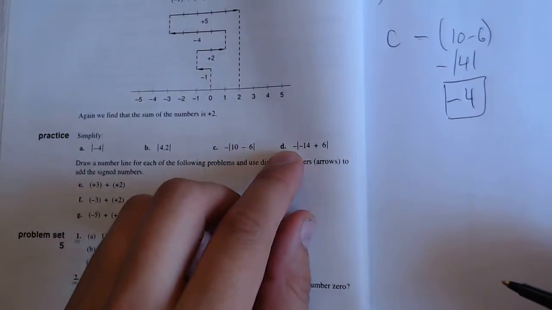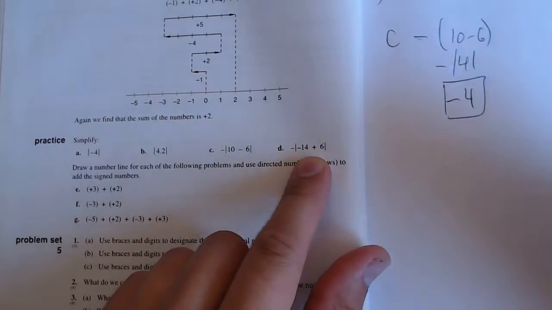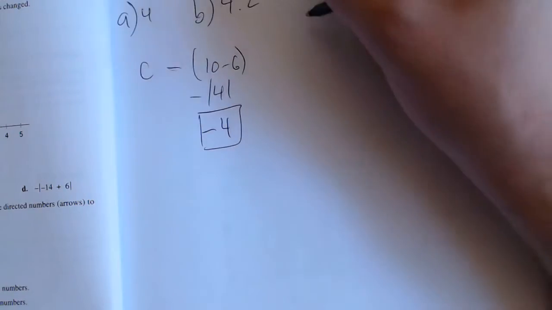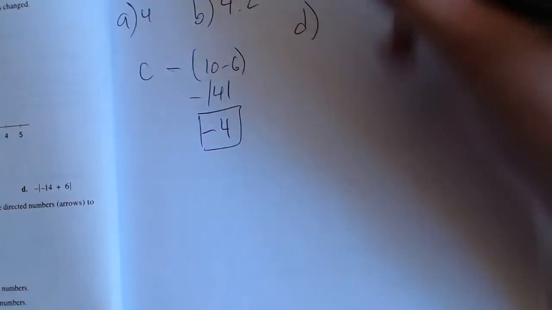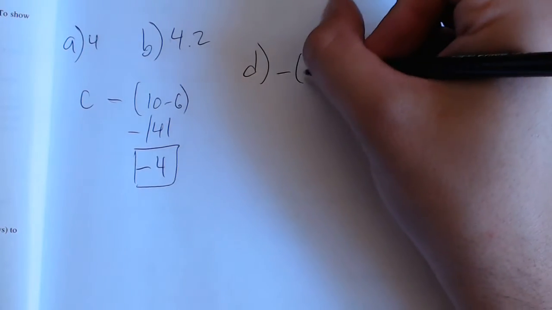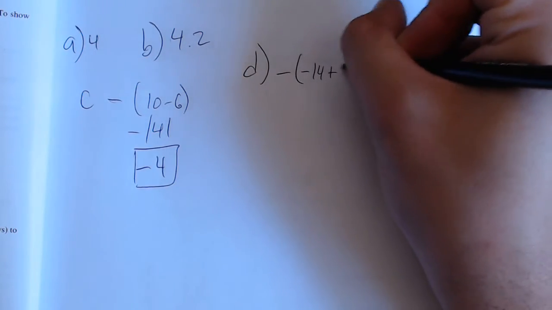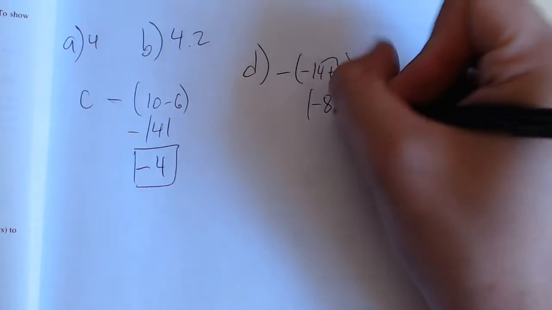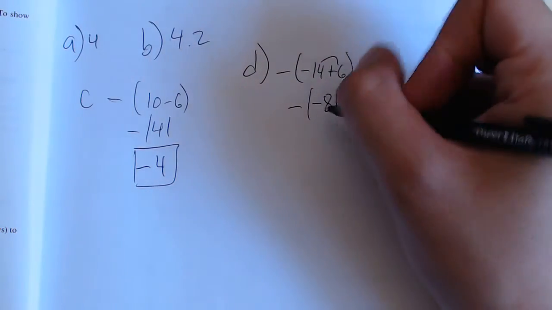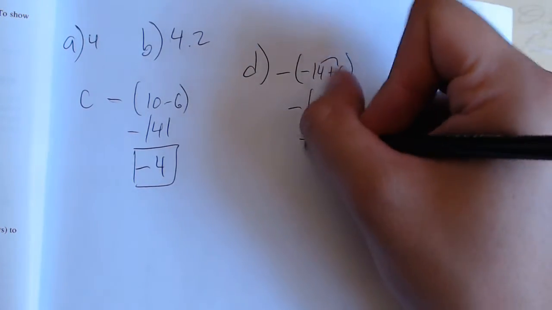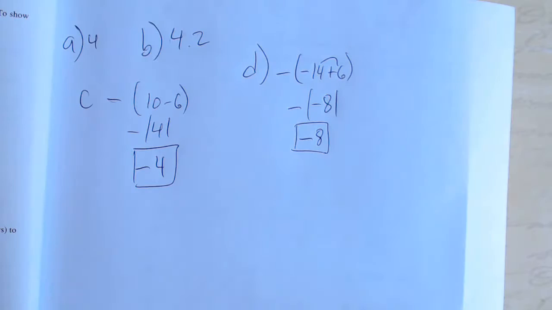Alright, then we go on to D. We've got the same thing. We've got a negative outside an absolute value. Now the absolute value is negative 14 plus 6. So for D, we'll write it in parentheses. Negative 14 plus 6 becomes negative 8, but remember that's absolute value. So the absolute value of negative 8 is 8, and the negative of that is negative 8.